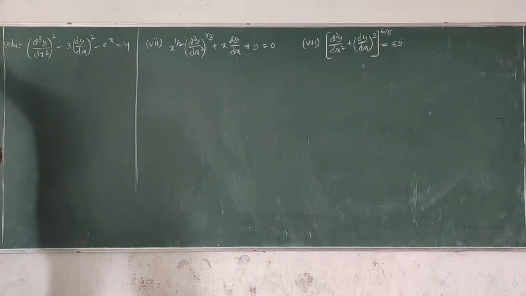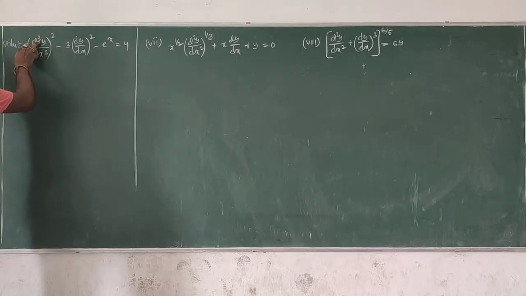Degree not defined? No. Your doubt is that an exponential term is there. The exponential term is there, but derivatives are not involved in the exponential term. That's why you can directly write down the order and degree. Order is 3. The power of the maximum order derivative is 2. That's why order 3, degree 2.